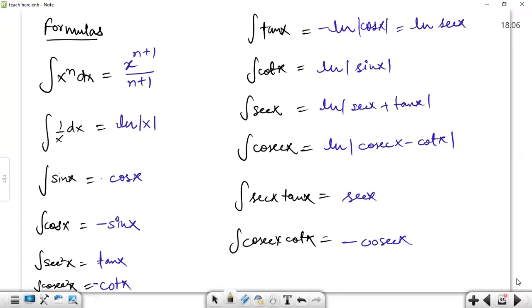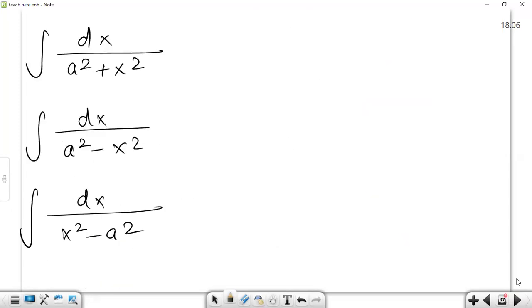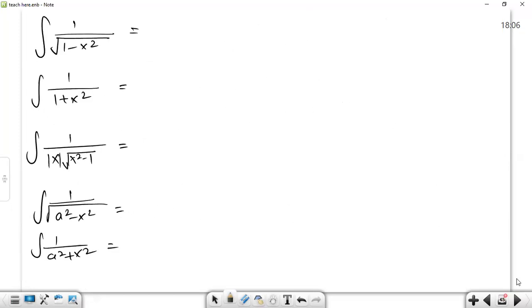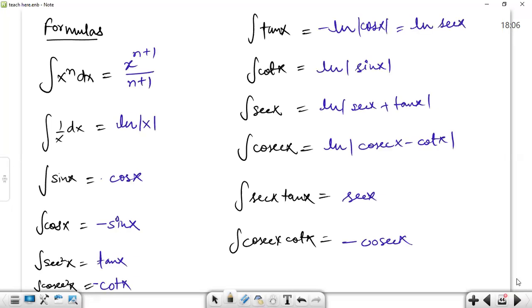So these are the formulas written. You have to learn them all. So you can take a snapshot, and also you can refer to NCERT, and you can also snapshot this. So take it.